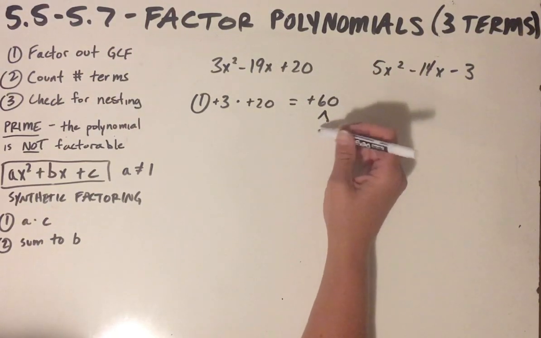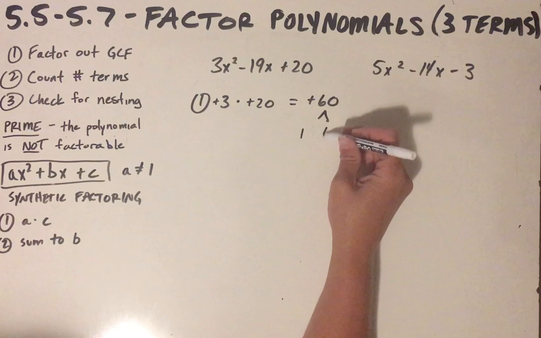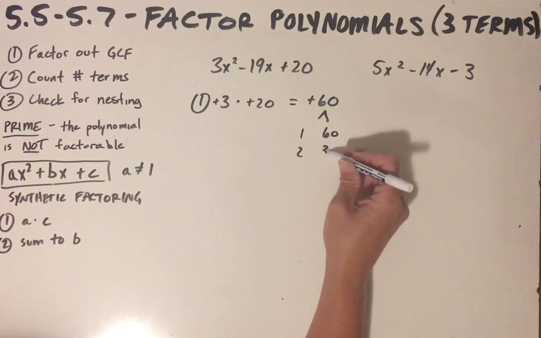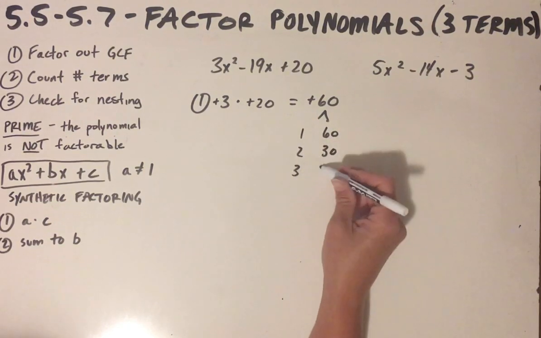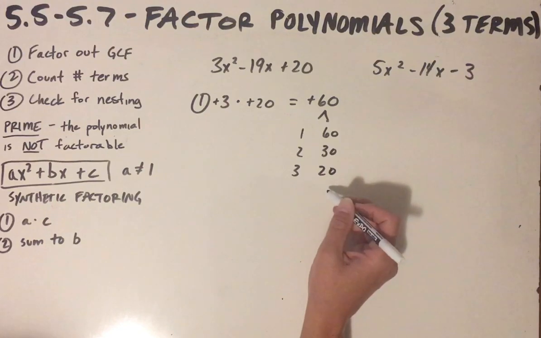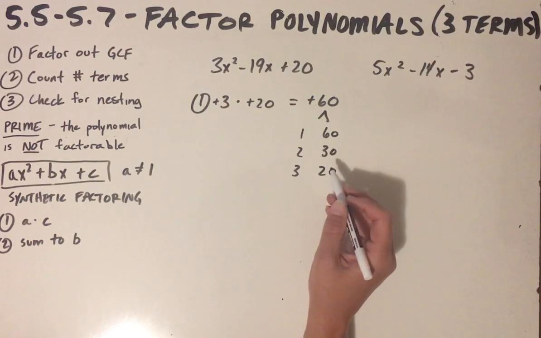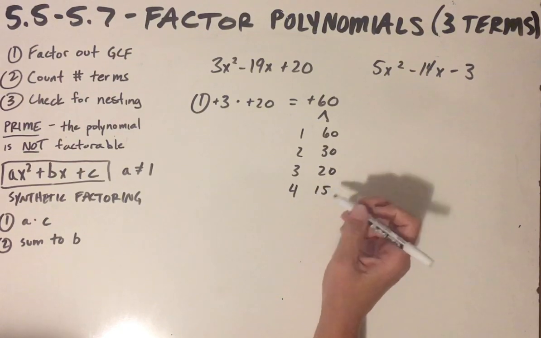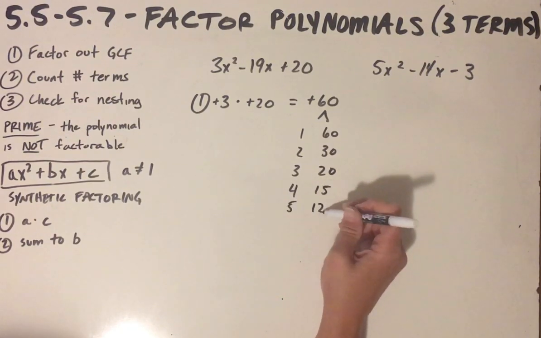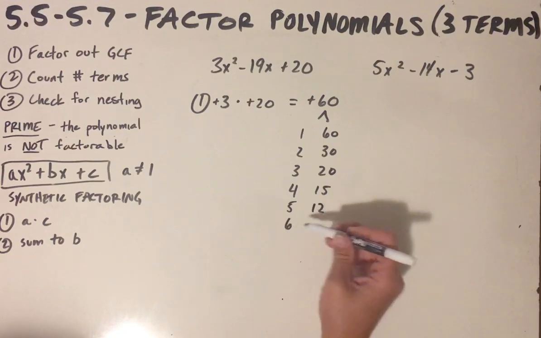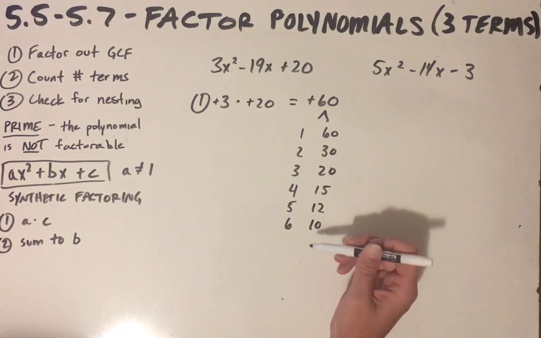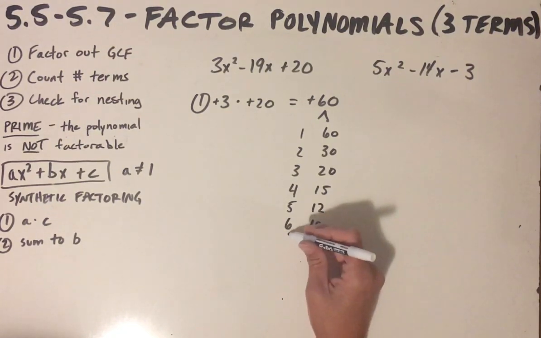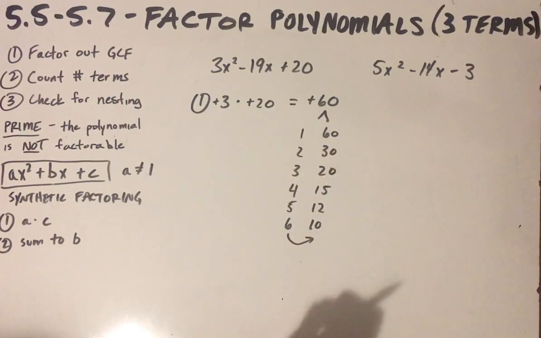Well, there's a lot of factors. Of course, we could list them all. We could be like, well, there's 1 and 60 and 2 and 30 and 3 and 20, and geez, I'm getting closer here. 3 and 20. 2 and 30, too far apart. 3 and 20. 60 is divisible by 4, and I get 15. It's divisible by 5, and I get 12. It's divisible by 6, and I get 10. It's not divisible by 7, 8, or 9. So these are all of the factor pairs of 60.